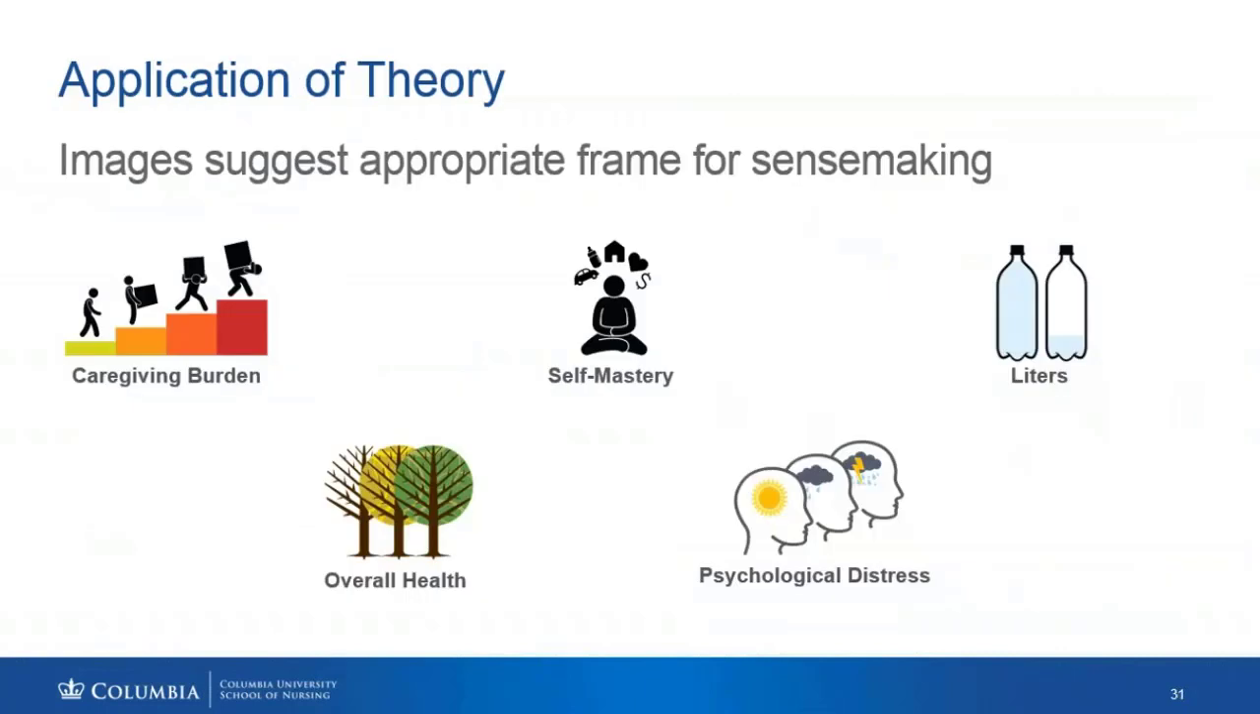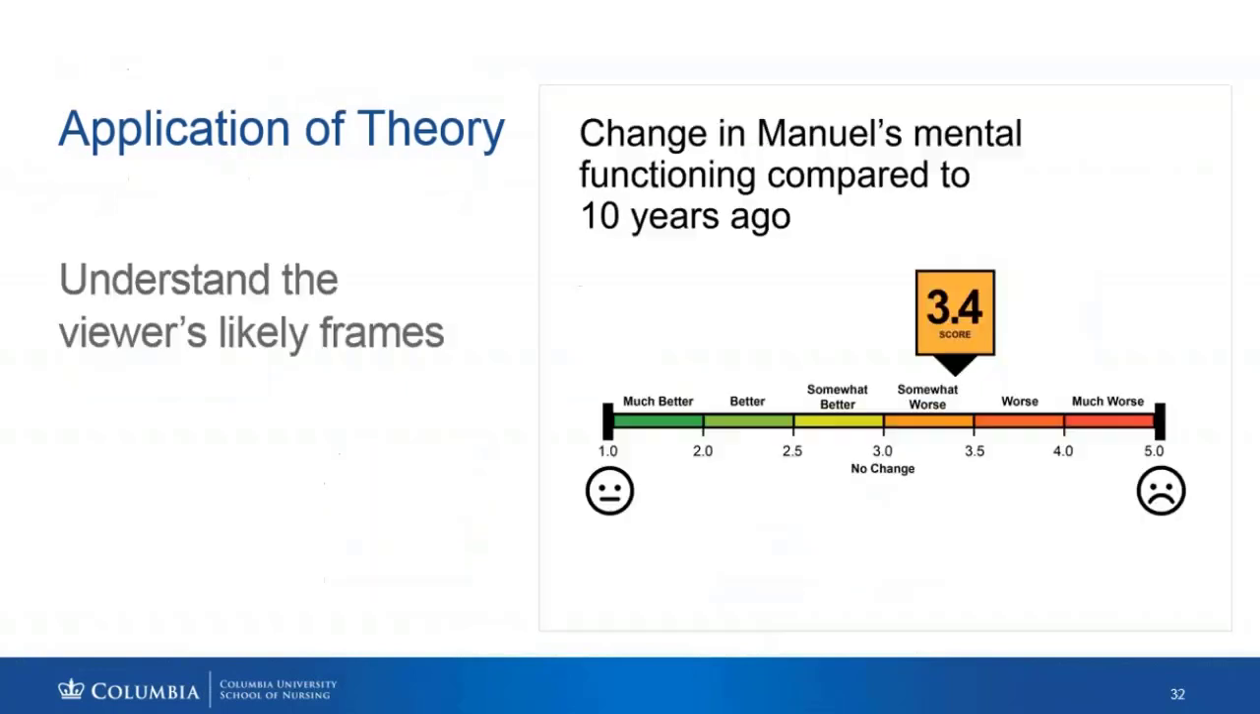So here's the application. We wanted to use images that suggest the appropriate frame. On the upper left, we've got caregiving burden. We used trees going from bare to lush to symbolize overall health. With self-mastery, people don't think there's actually little things hanging about somebody's head, but rather we're talking about the domains that maybe make up some person's life and how in control they feel about that. We used weather in the head to show psychological distress, and then of course the bottles for the leaders.